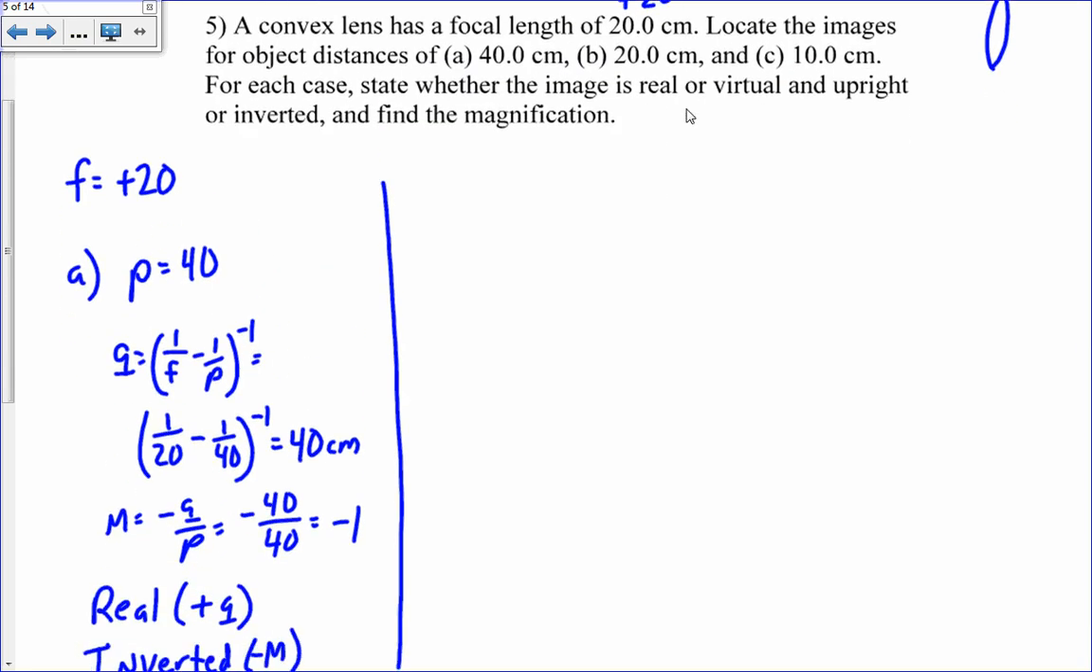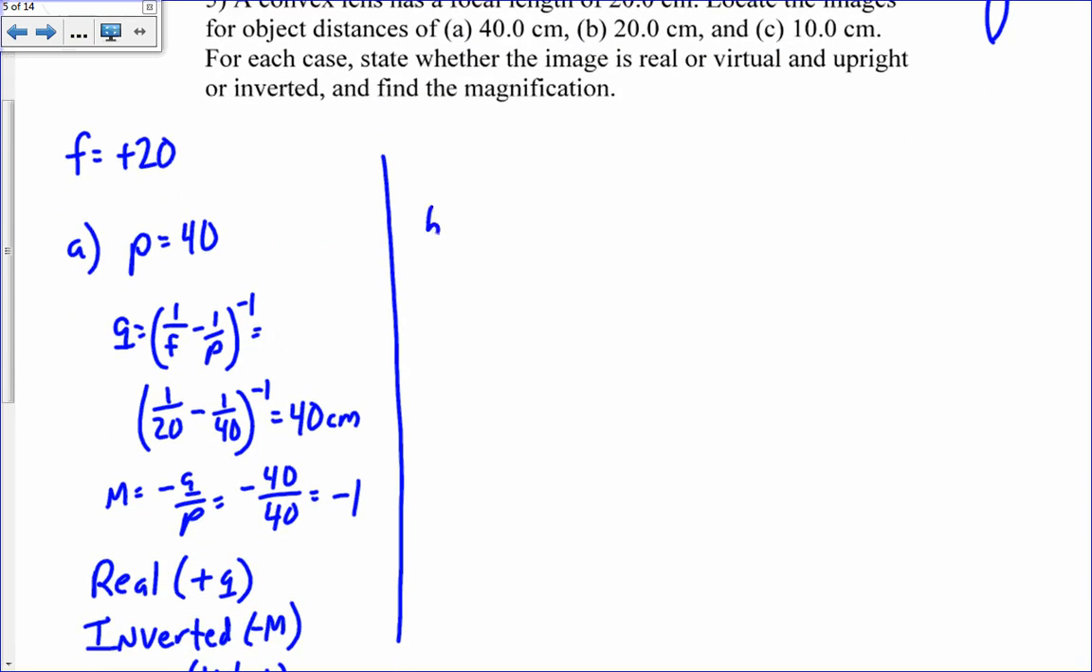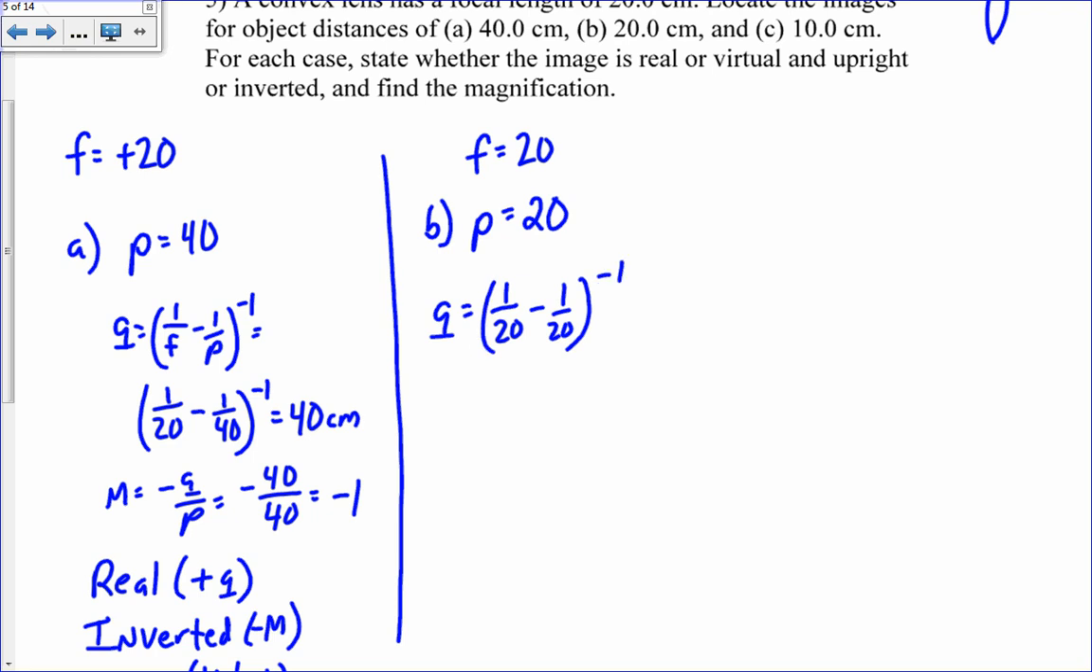Second part of this was, what if P equals 20? All right, well, P equals 20 and F equals 20, so you can probably say right off that there is no image, but let's just show that Q is 1 over F minus 1 over P, to the negative 1, which is 1 over 0. So there is no image because 1 over 0 is undefined.